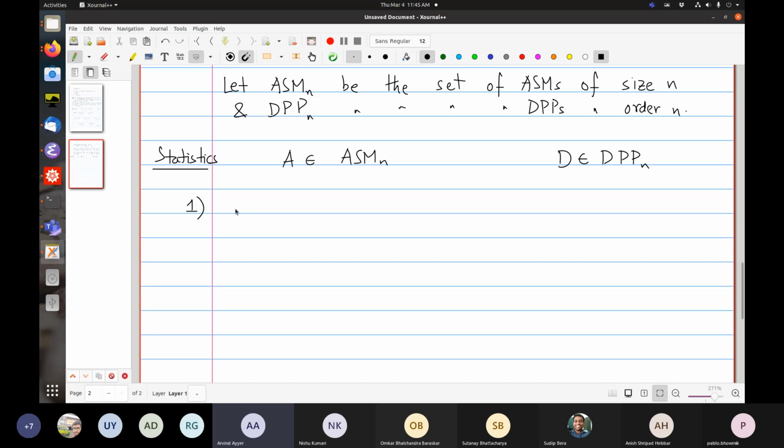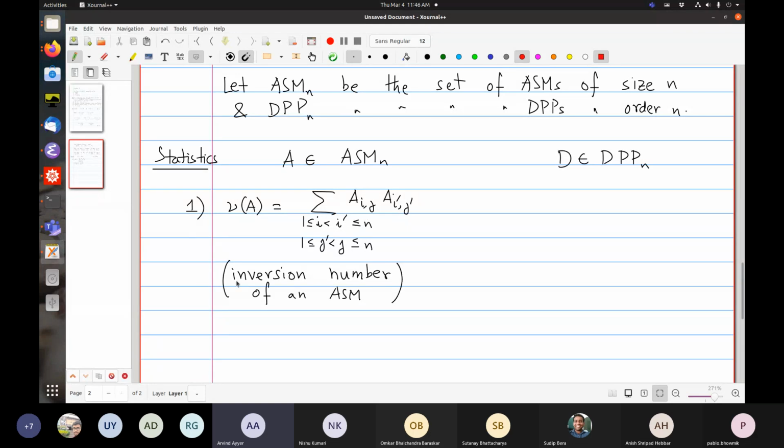So I'll give 4 statistics. The first one, nu of A, is the following: the sum over 1 ≤ i < i' ≤ n, 1 ≤ j' < j ≤ n of a_{ij} a_{i'j'}. This is the inversion number of an ASM.